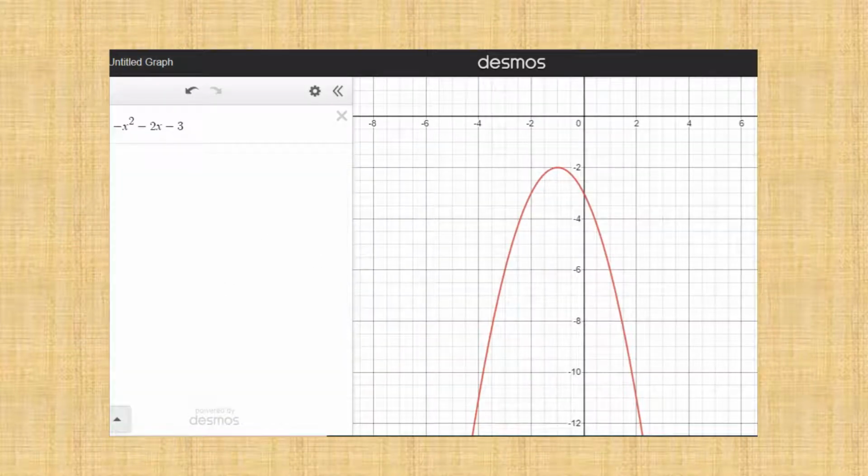Suppose it was minus x square minus 2x minus 3. If the coefficient of x square is a negative value, then the graph will look like that, opening downwards. So simply keep this idea in your mind.